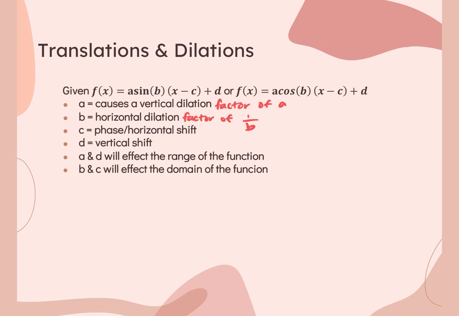Now you have to think about how that's going to affect your range and your domain. If it is A and D, these cause vertical changes. These will affect your range. If it's B and C, these are horizontal changes that will affect your domain. So we're going to think about what our original graphs look like, and then we're going to start to edit them.